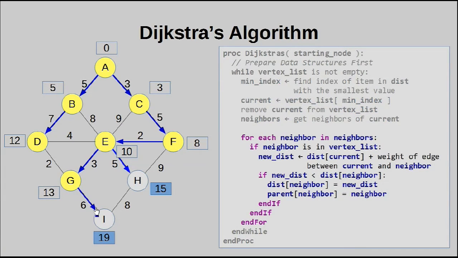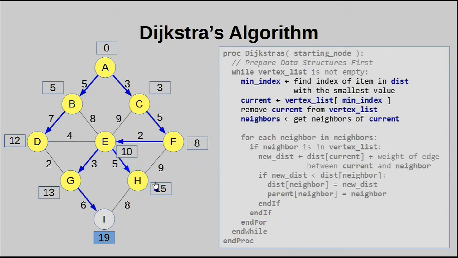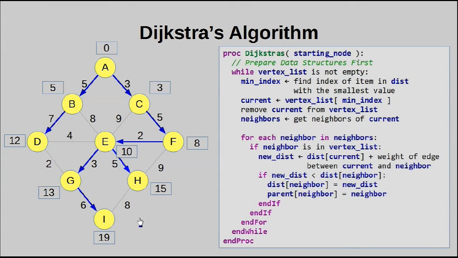G can reach out to I, updating its weight to 19. Then we look at H. H doesn't update anything, and then we finally look at I. And that concludes the trace of Dijkstra's algorithm.